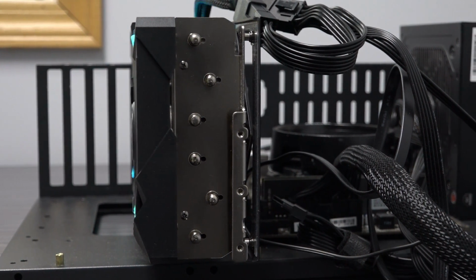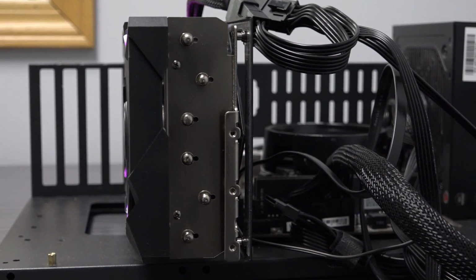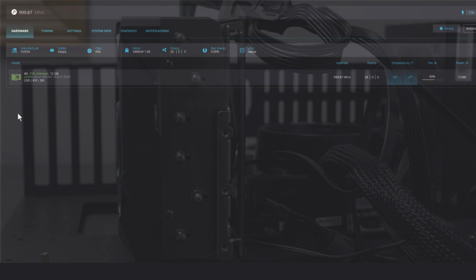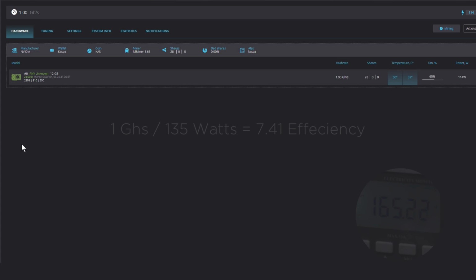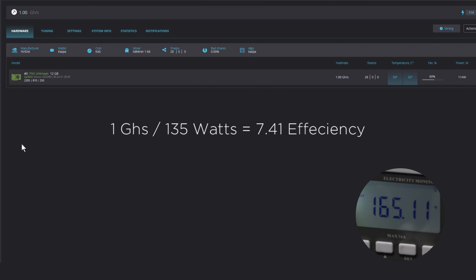Moving along, we'll next look at Kaspa on the 4070 Ti. Let's start with a more efficient setup. I've locked the core clock and software at 2200, along with these other settings. After a bit, the miner is up and running, and we're getting 1,000 megahashes, or 1 gigahash, while pulling 135 watts from the wall, an efficiency of 7.41.